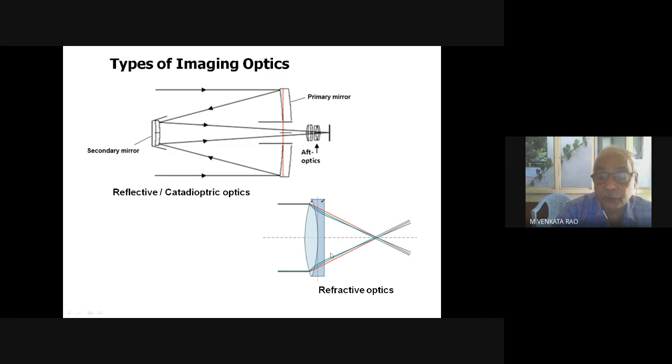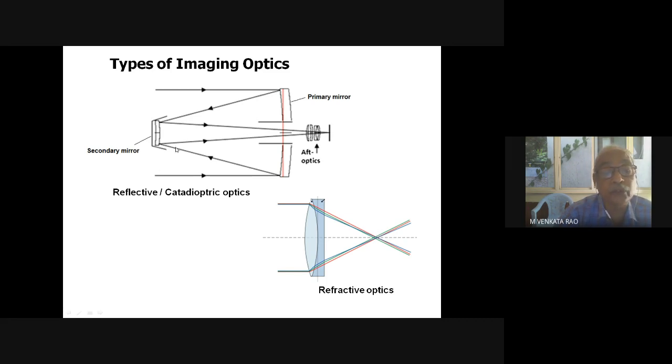One is lenses. A normal lens, you must have seen in any camera. It is not one lens actually. Inside the camera, there will be multiple lens segments to improve the image quality. We call this a refractive system because light goes through it and gets refracted.